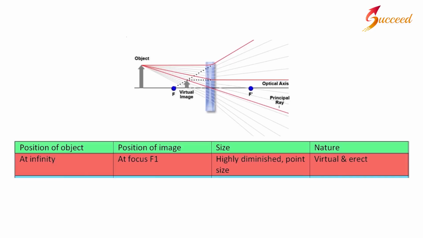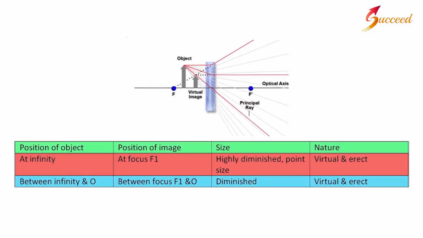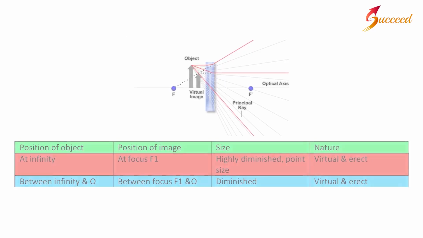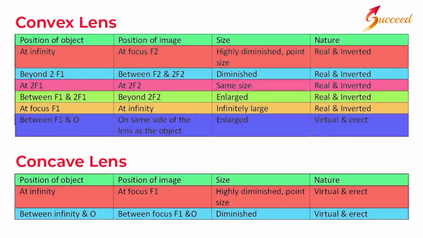The object is now placed between infinity and the optic center O. The image is formed between f1 and the optic center O. It is diminished in size, virtual and erect. Now looking at the table, we can conclude that a concave lens always produces a diminished, virtual and erect image irrespective of the position of the object.